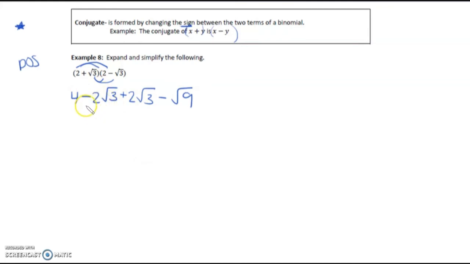Okay, if we take a look in here, this is why this is so important, and this will come up in calculus again. Negative 2 root 3 and positive 2 root 3 go away. We are left with 4, and then minus root 9 is just 3. We're left with just a number. So the purpose of a conjugate is to get rid of those two middle numbers by one being positive, one being negative, and then they can cancel out.